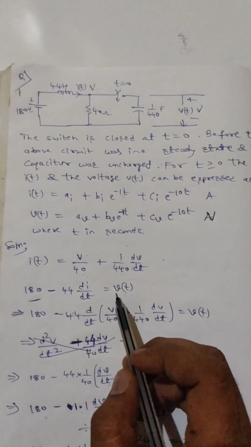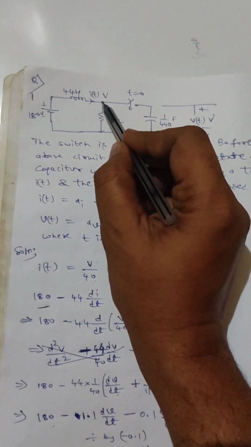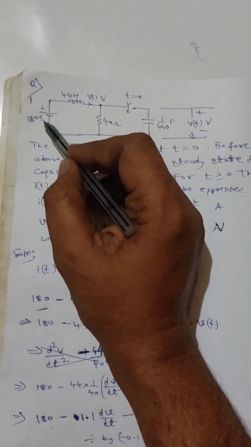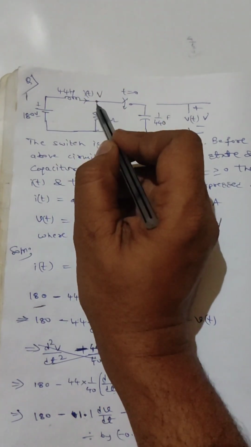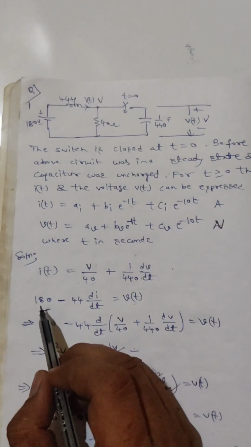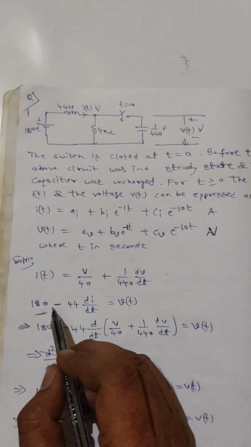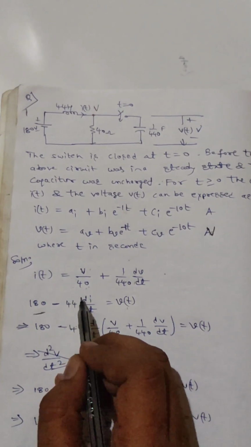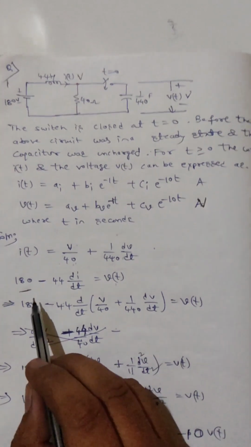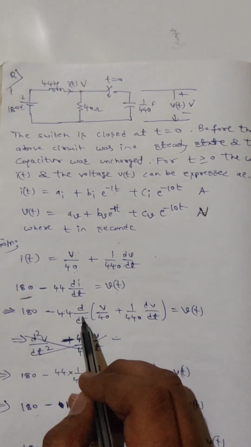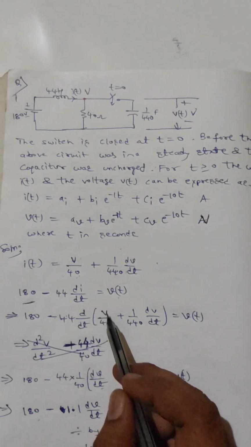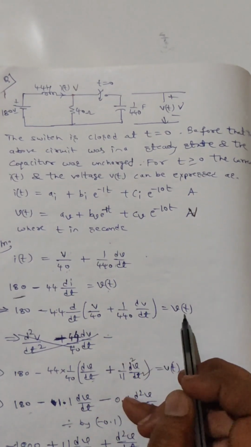That is one case. Next we need to find the voltage at this point. It is the supply voltage minus the drop in the inductor. The supply voltage minus the drop across the inductor is the remaining voltage available at this point. So that is written as 180 minus the voltage across the inductor, L di by dt. So 180 minus L di by dt equals V of t. Now 180 minus 44 d by dt, written as it is, and in place of current you write this equation: V by 40 plus 1 by 440 dV by dt, equals V of t.